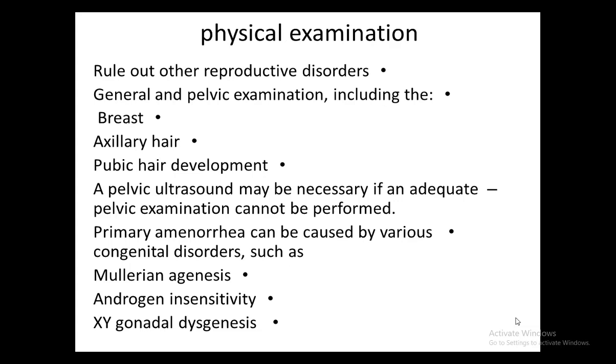On physical examination, we must rule out other reproductive disorders. We must perform a general and pelvic examination, including breast, axillary, and pubic hair development. Pelvic ultrasound may be necessary if an adequate pelvic examination cannot be performed. Primary amenorrhea can be caused by various congenital disorders such as Mullerian agenesis, androgen insensitivity, and XY gonadal dysgenesis.